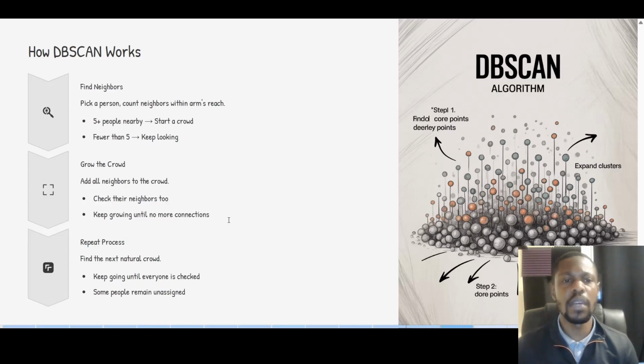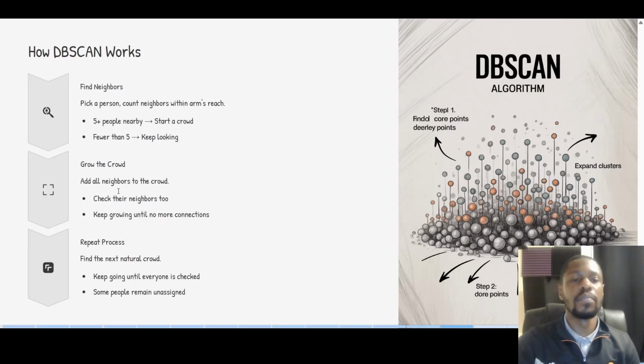First we pick a person and we count the neighbors within arm's reach. Let's say, for example, we categorize a crowd as 5 or more people. If you have 5 people standing nearby, we'll say, okay, this will be group 1, and we'll label this as a crowd. But if there are fewer than 5, then we keep looking because they're too scattered, so we don't call that a crowd.